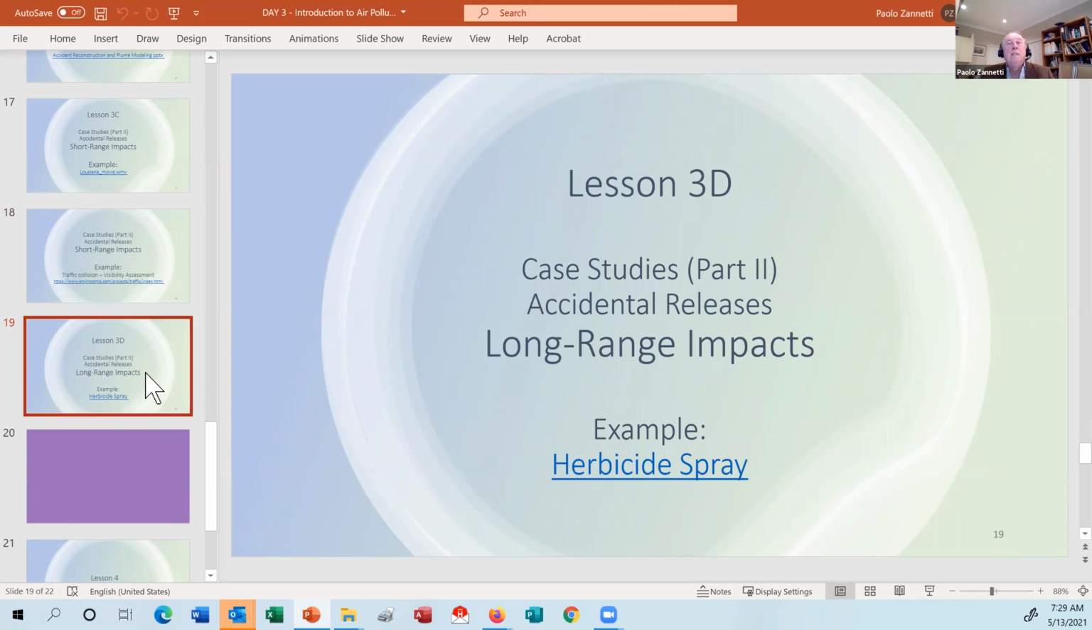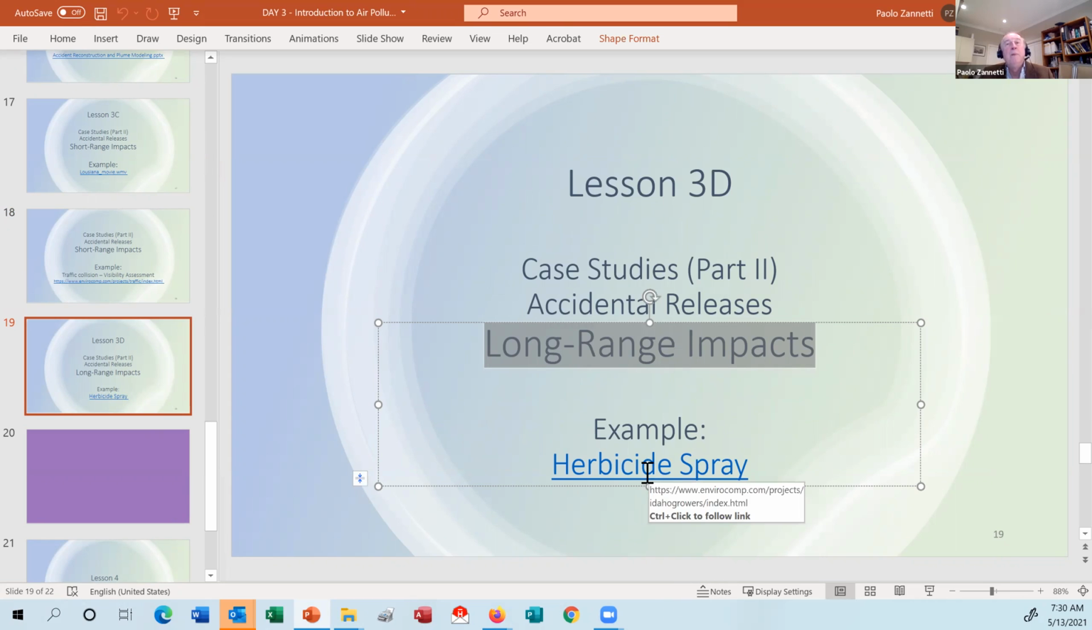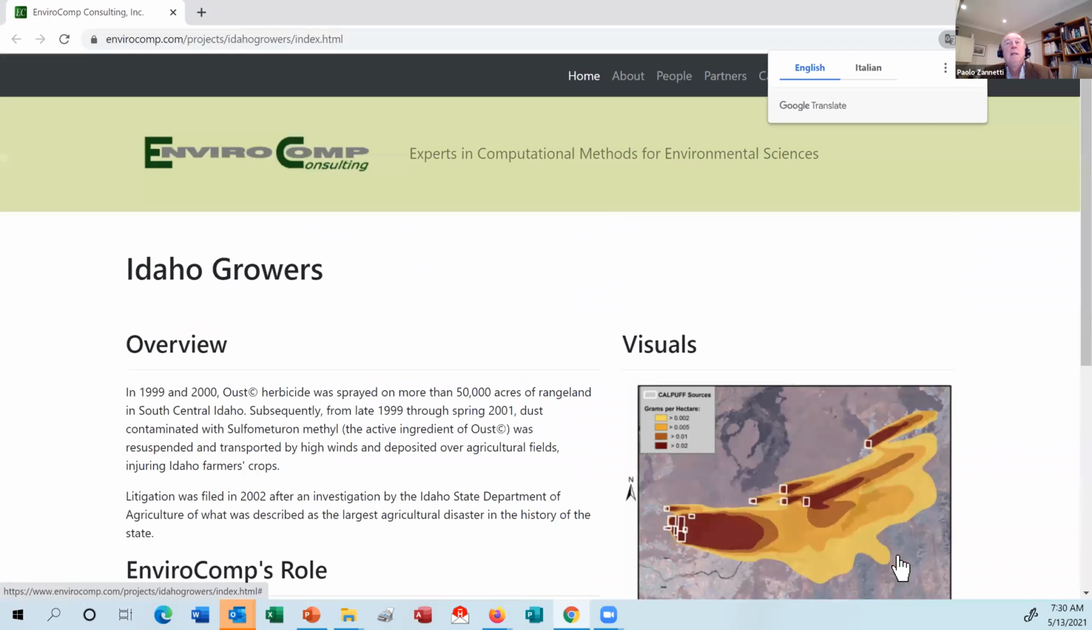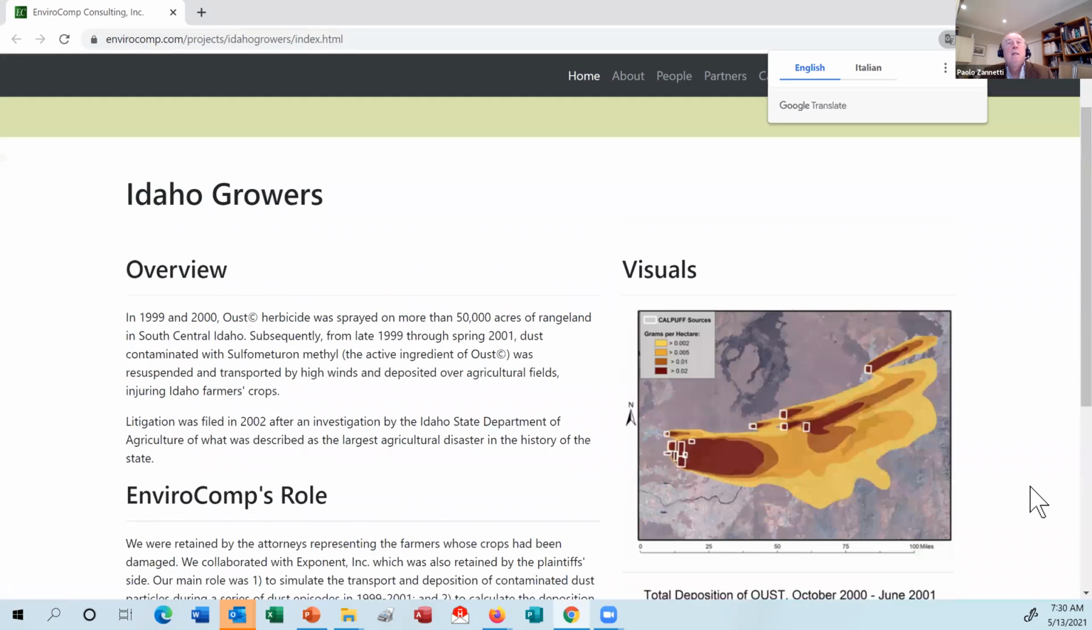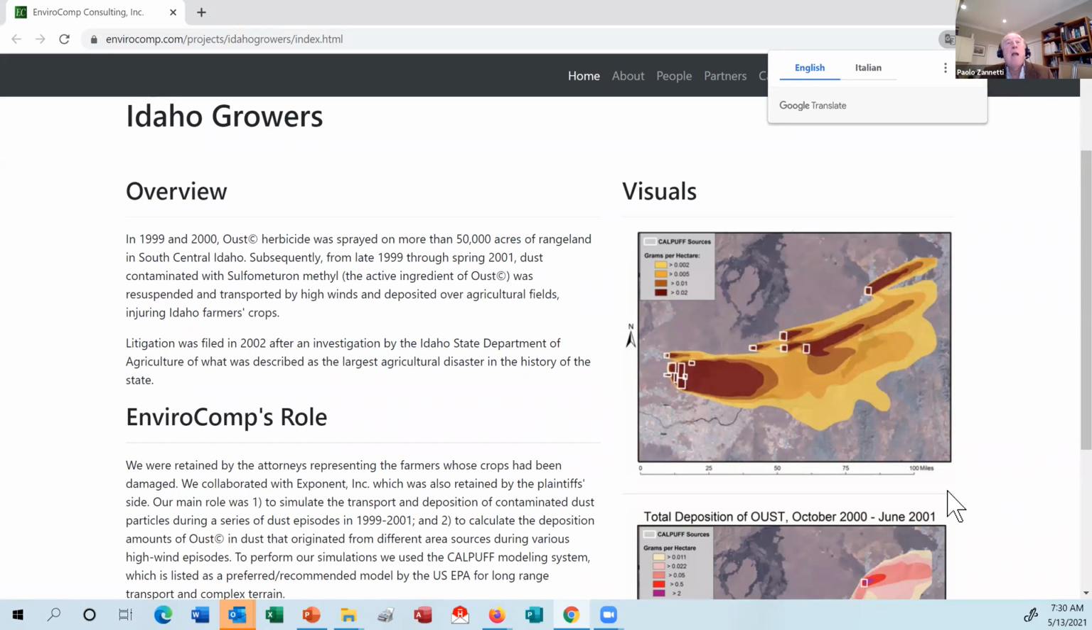The last case that I want to show you is a long range impact, and this was another very big case. A herbicide spray. In this case, I was hired by the growers, by the agricultural people that were damaged by a herbicide sprayed by the government.